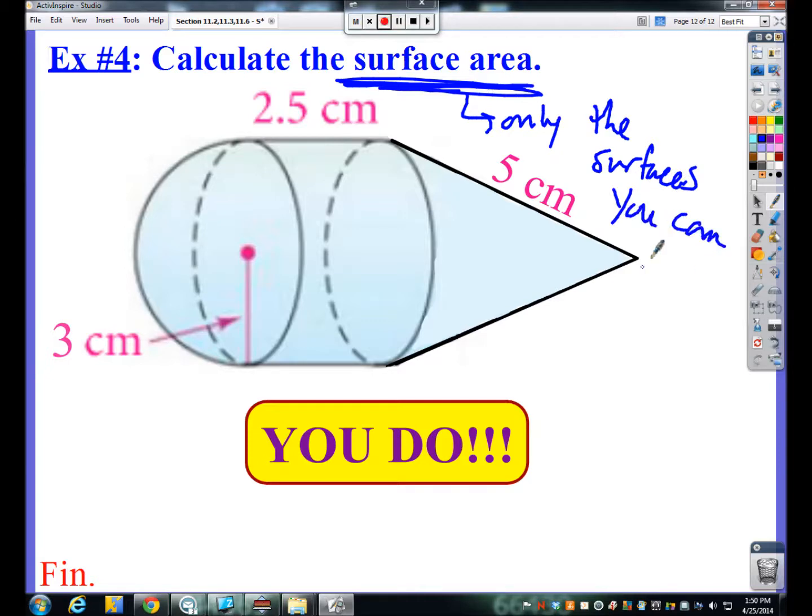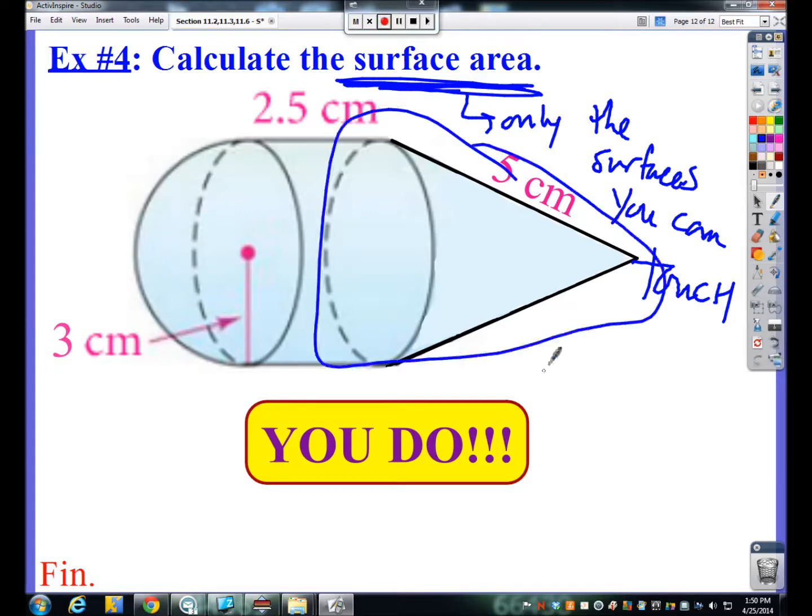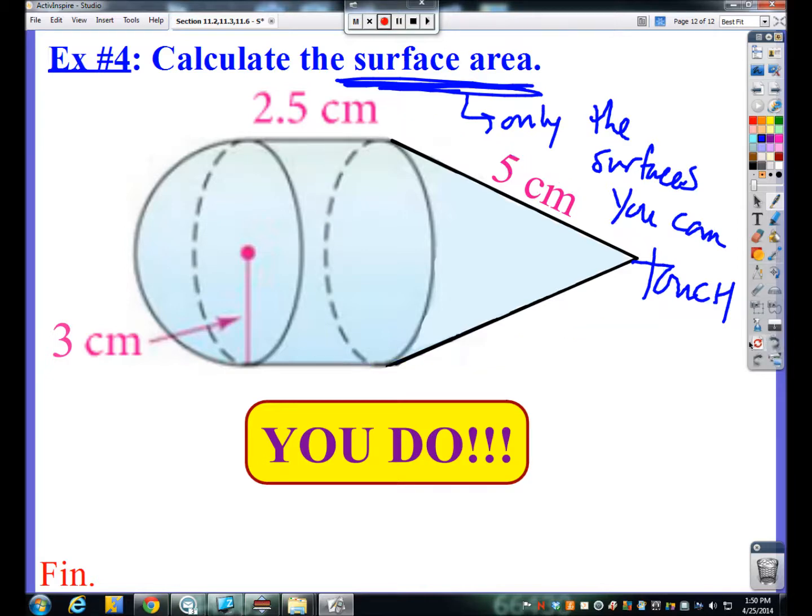you can touch. So I'm going to give you a hint. Can you touch the circular part of this cone? No, you cannot. Why can't you touch the circular part of the cone? Because there's a cylinder butted right up against that circular part. So there are other pieces of these individual shapes that you cannot touch and you may not include in the surface area. So we will go over, again, those 2 problems the next day in class. And that is all for video 5.